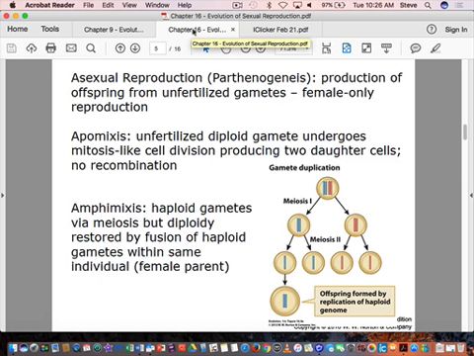Amphimixis does some weird things where you produce haploid gametes, but diploidy is restored when these two things fuse. So offspring are formed by replication. The key thing is they only require a female to reproduce. In most cases in apomixis, you have no other individuals that you're mating with, right? And you have no meiosis, so there's no recombination going on. Okay.